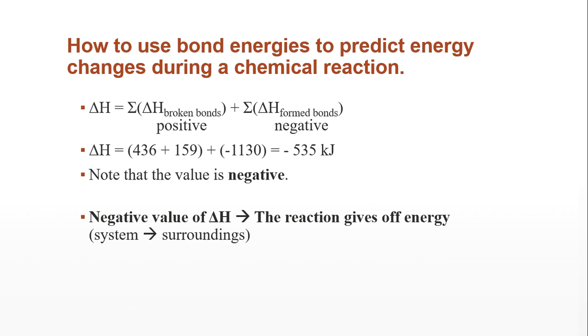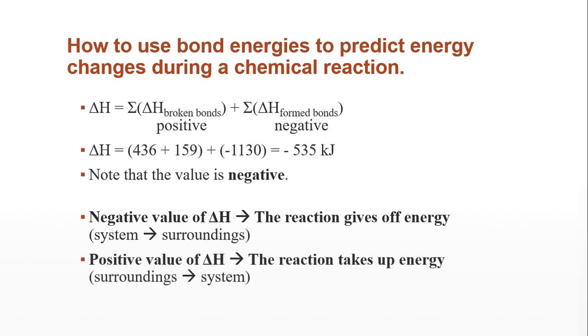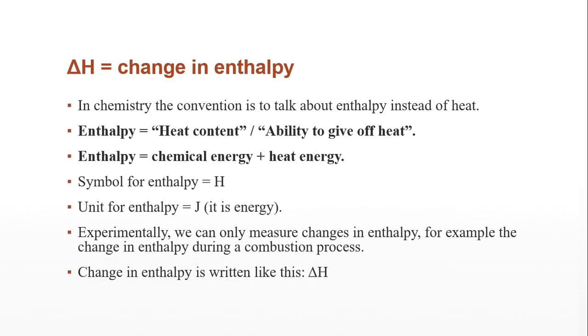If we were to do a calculation like this, and we got a positive value of delta H, then the reaction would take up energy instead, and the energy would flow from the surroundings to the system. Okay. Delta H then, what does it actually mean? Well, we don't talk about heat very often in chemistry. We like to talk about enthalpy. And enthalpy, I'll try to describe it using some examples, but it can be described as the heat content within something, the potential to give off heat.